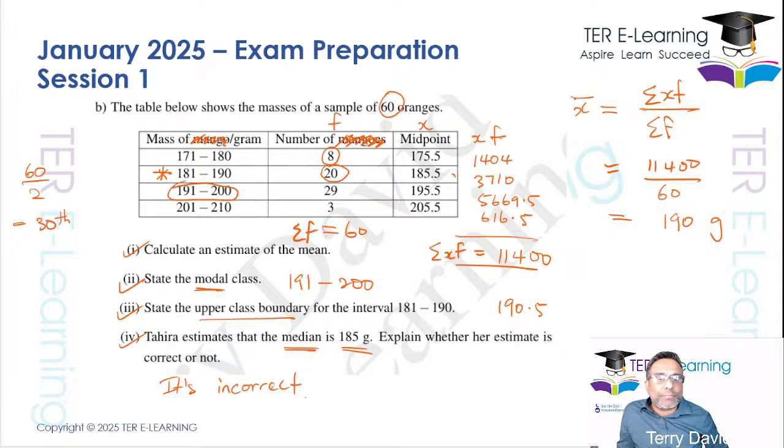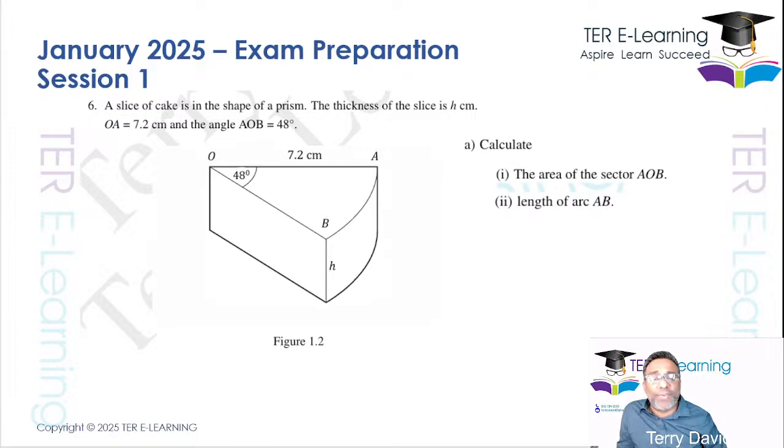So moving on, that's question 5. Question 6 is always going to be based on measurement. A slice of cake is in the shape of a prism. The thickness of the slice is given by h. We have angle AOB is 48 degrees and OA is 7.2 cm. We want to calculate the area of the sector AOB. If you don't know what we're working out here, this is a sector and you're trying to work out this area here.